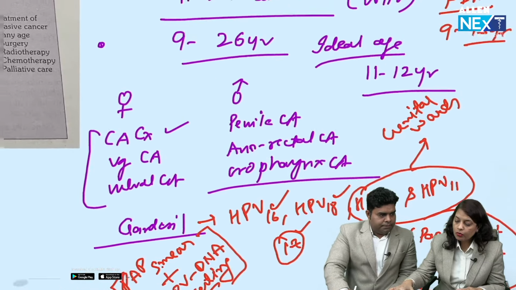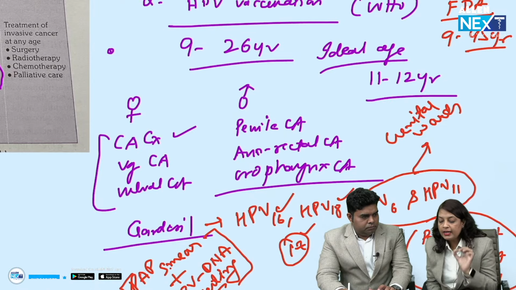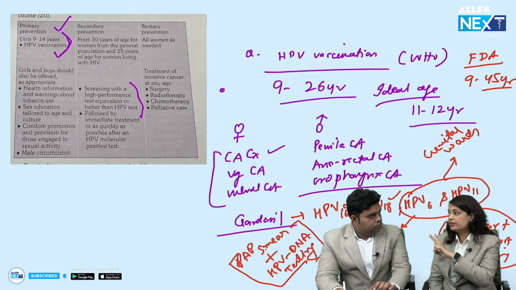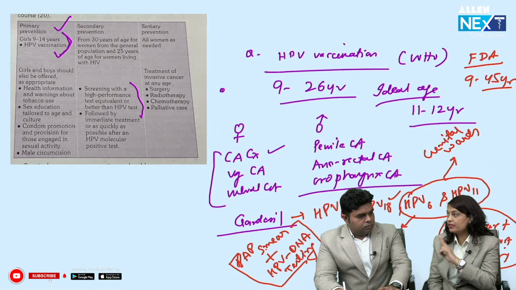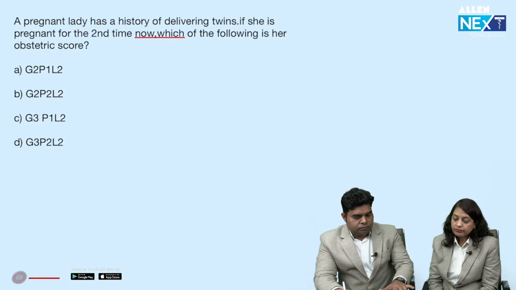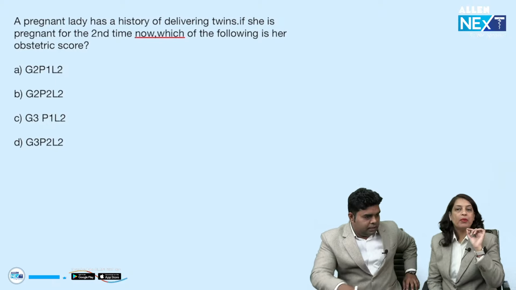Now, my more question is why we should vaccinate. The ideal age WHO has recommended is 11 to 12 years. It is for two reasons. Why is it the ideal age for vaccination? At that time, they are not sexually active 100%. So that is one reason.